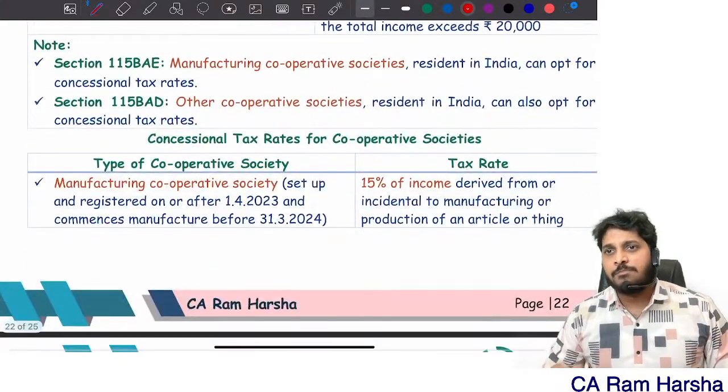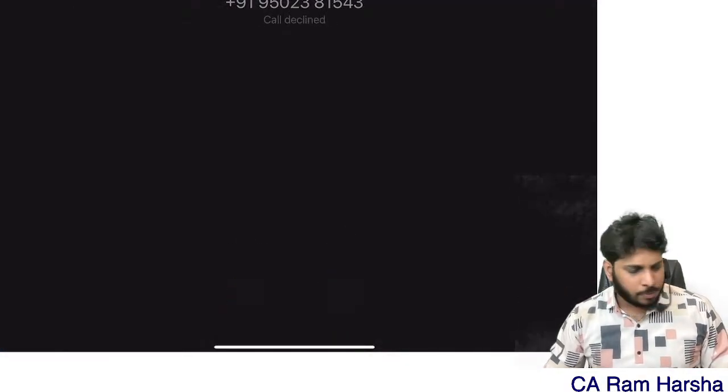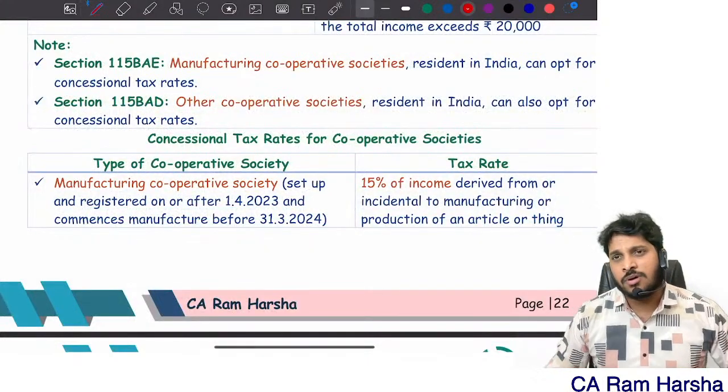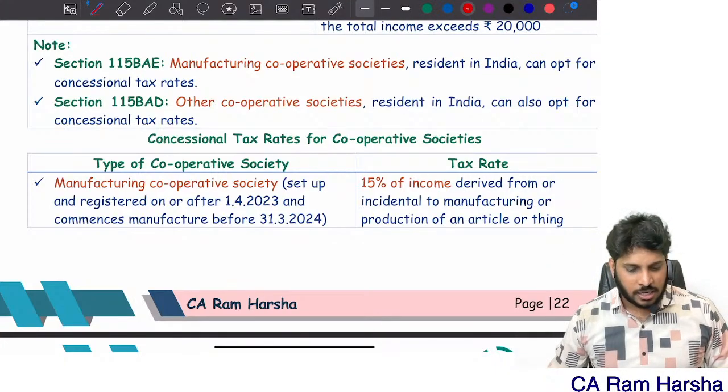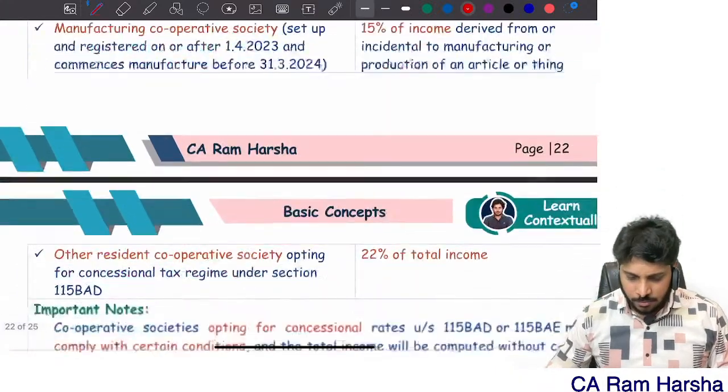I'm proceeding. I hope nobody is having any problem with respect to surcharge computation and marginal relief. If somebody is asking, I will do it. I think nobody is asking as of now.